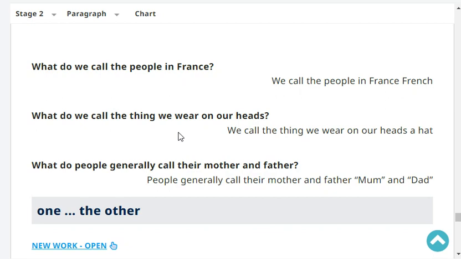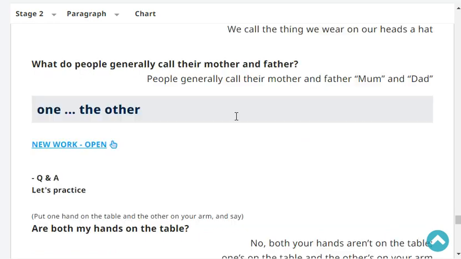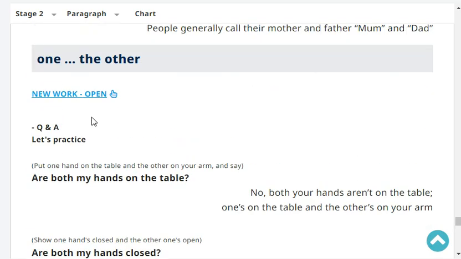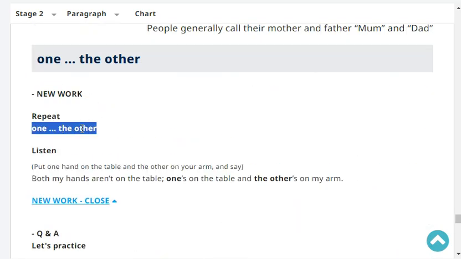What do we call the thing we wear on our heads? We call the thing we wear on our heads a hat. What do people generally call their mother and father? People generally call them mom and dad. Very good.